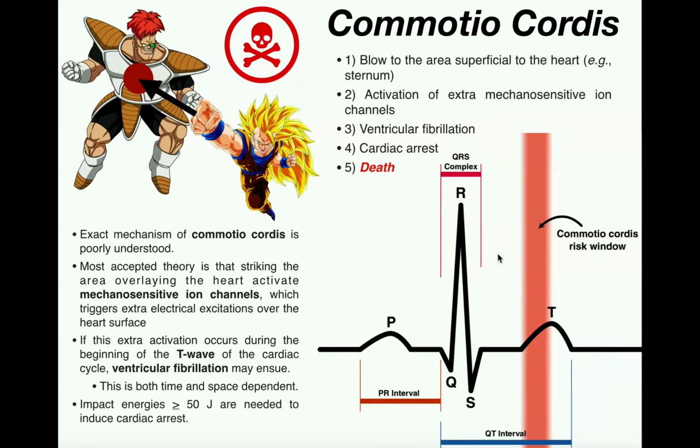So how does this relate to Commotio Cordis? Well, as I mentioned, it occurs because you have a blow to the area superficial to the heart. In other words, if you were to take a very hard punch, a kick, a knee, even something like a hockey puck or a baseball to the sternum, let's say, or anything that pretty much lies over the heart, so something that hits with a lot of energy, what is theorized to happen is you have activation of mechanosensitive ion channels. They're mechanosensitive, meaning they're sensitive to stretch and force.